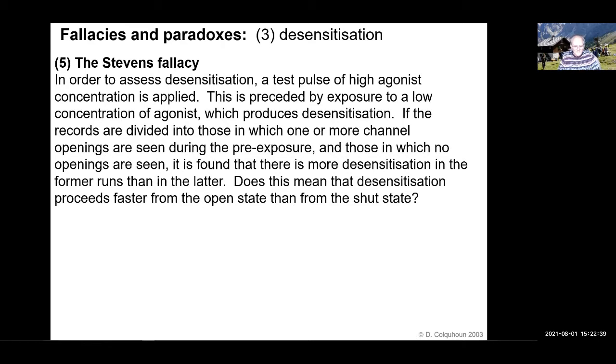This was preceded by an exposure to agonist, which would produce desensitization, at a low concentration of agonist but sufficient to cause desensitization. And then they divided up the recordings into those in which one or more channel openings were seen during this desensitizing pre-exposure and those in which no openings are seen. And it was found that there's more desensitization in the cases where an opening was seen during the desensitizing exposure than when there were no channel openings seen during the desensitization period. So they concluded that desensitization proceeds faster from the open state than from a shut state.